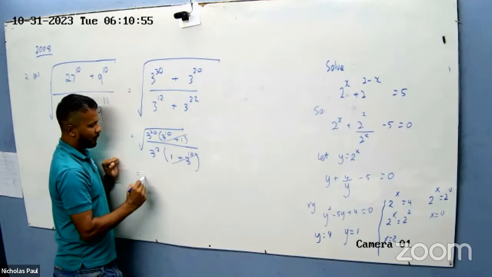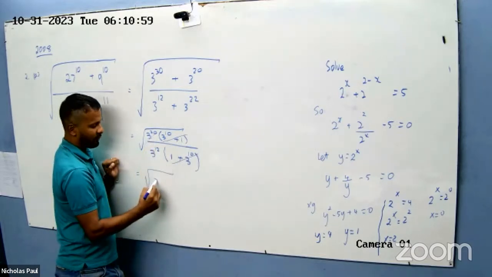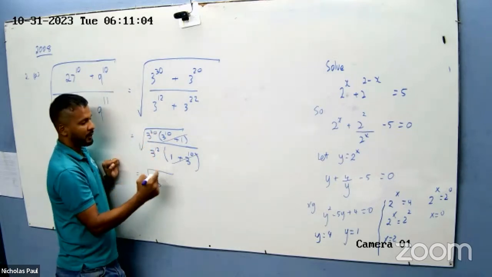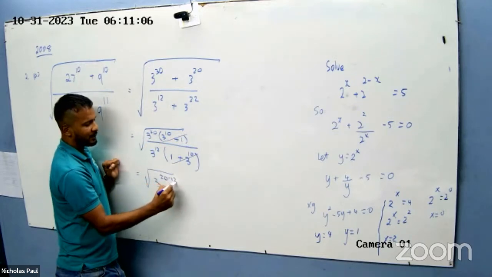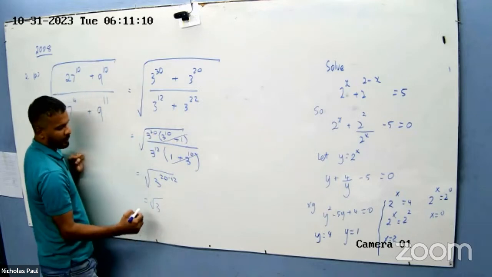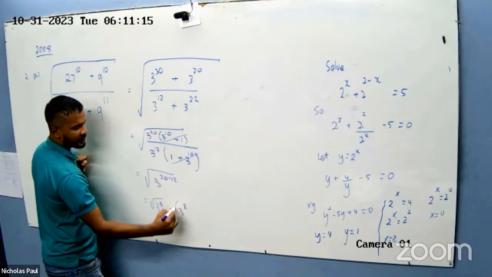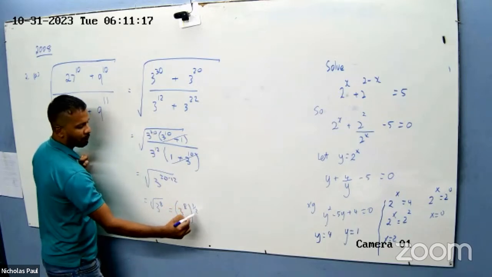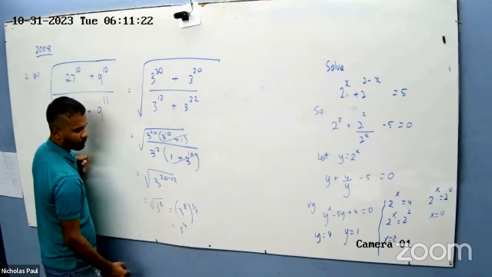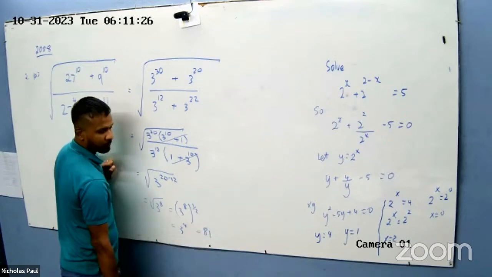And you will end up with the square root of 3 to the 20 divided by 3 to the 12. Same base division, so we subtract: 20 minus 12. So that's the square root of 3 to the power of 8. And we know that square root is to the power of a half. 8 by a half is 4. So 3 to the 4, the answer is 81.